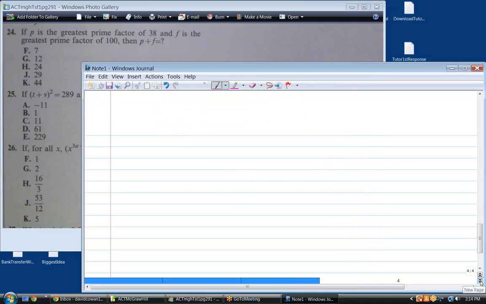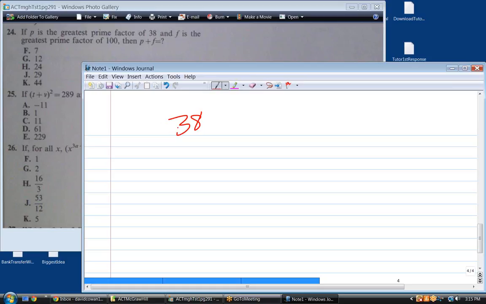P is the greatest prime factor of 38, and F is the greatest prime factor of 100. Then what is P plus F? So let's start with 38. How do we figure out the prime factors of 38?